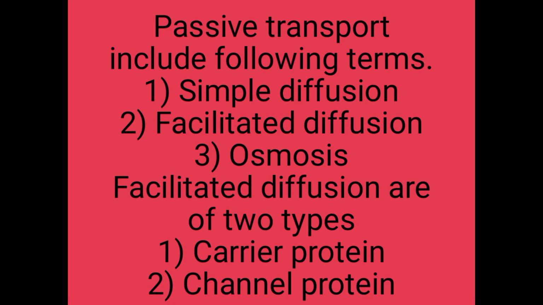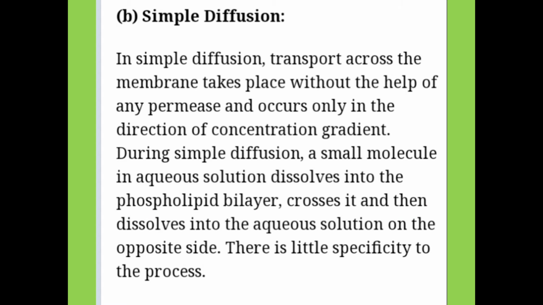Next is passive transport. Passive transport includes the following terms: simple diffusion, facilitated diffusion, and osmosis. Facilitated diffusion is of two types: carrier protein and channel protein. Simple diffusion. In simple diffusion, transport across the membrane takes place without the help of any permease and occurs only in the direction of the concentration gradient.